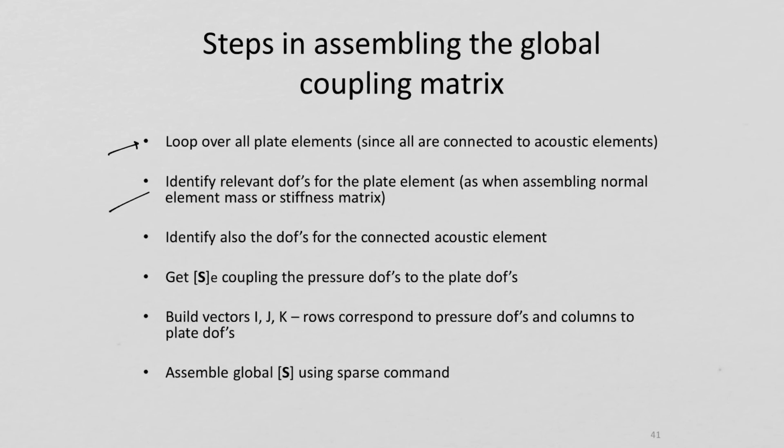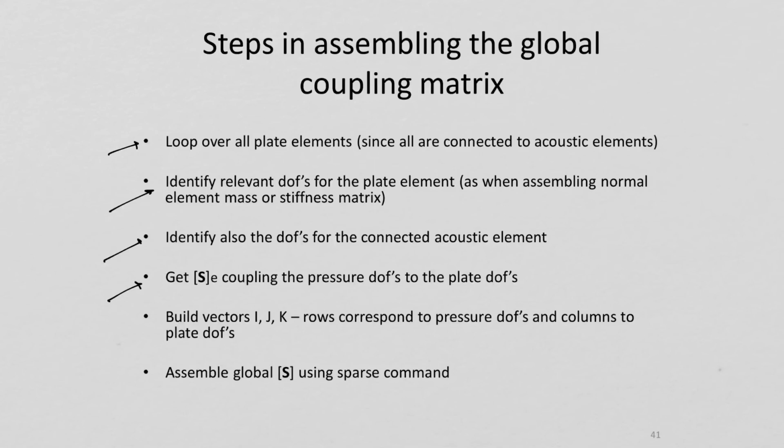The next step is to identify the relevant degrees of freedom for the plate element. That's exactly what we do also when we assemble the normal stiffness or mass matrix. And then we need to identify the relevant degrees of freedom for the connected acoustic element. So the acoustic element is of course the bottom layer of acoustic elements. That's the only layer of acoustic elements that are connected to the plate. And remember, we are only interested in the bottom degrees of freedom for those acoustic elements, not the top ones. And then we get the local coupling matrix that couples these degrees of freedom.